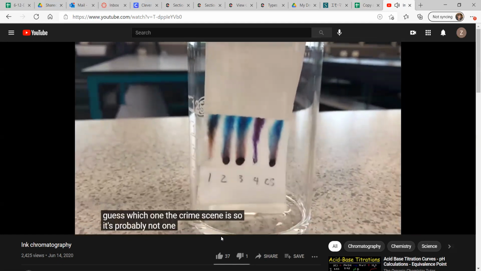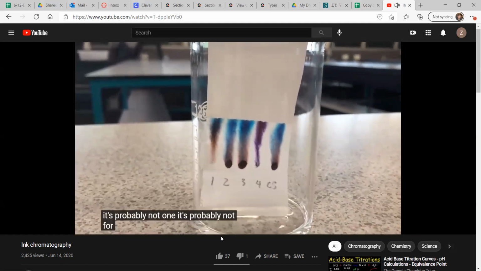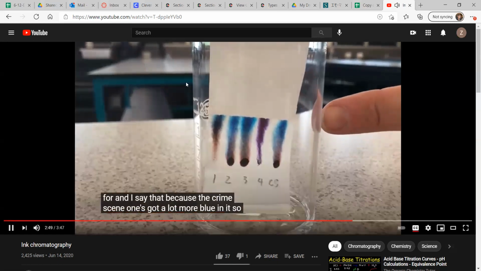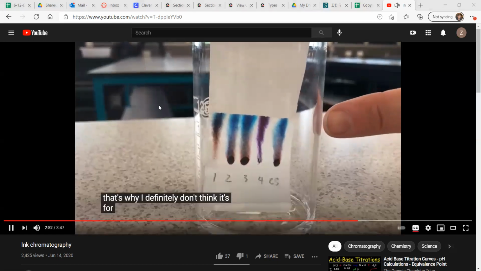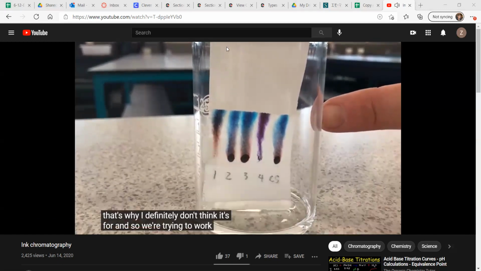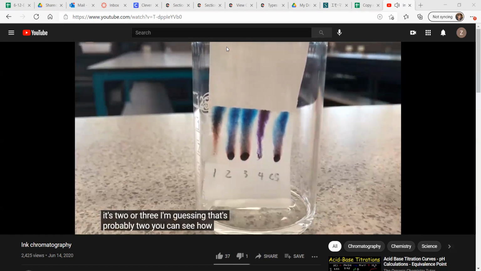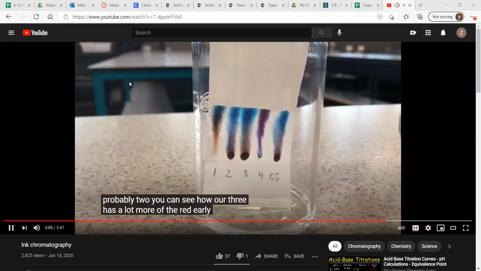It's probably not 1. It's probably not 4. And I say that because the crime scene one's got a lot more blue in it, so I definitely don't think it's 4. And so we're trying to work out if it's 2 or 3. I'm guessing that it's probably 2. You can see how 3 has a lot more of the red early on.